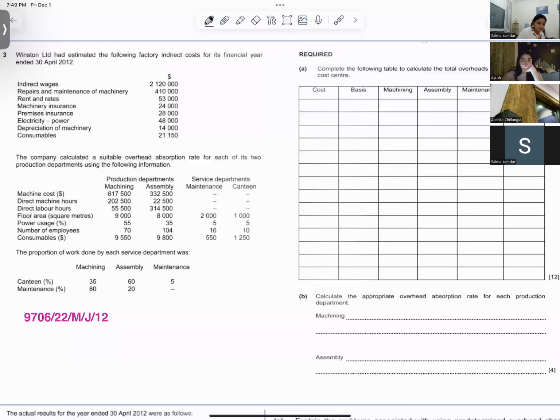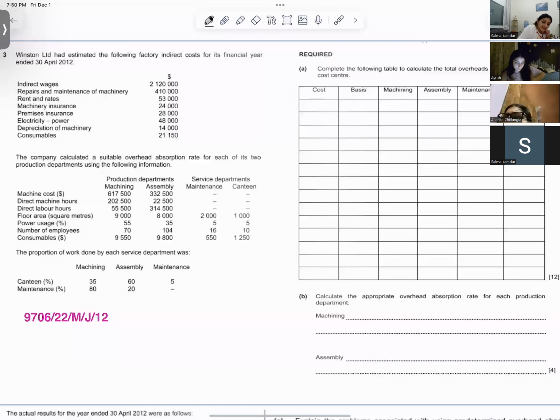Where you've been given this box, whenever they've given you this box, that means they're asking you to do allocation or apportionment. Are you with me? Okay. So whenever you have this box, that means either allocation or apportionment has to be done, and it has to be done on what basis? On a suitable basis.